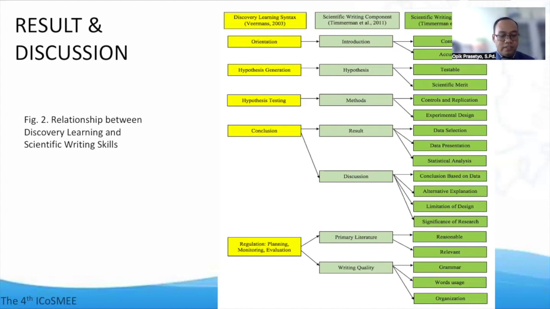Fifth, the learning activity at the regulation step. The learning activity at the regulation step includes determining the goals and how to achieve the goals, and then monitoring and evaluating the steps. This activity can help the student to determine the primary literature and writing quality based on the experiment. The criteria in selecting primary literature are reasonable and relevant. And the criteria to determine the writing quality can be seen from the suitability of grammar, word usage, and the organization of writing.